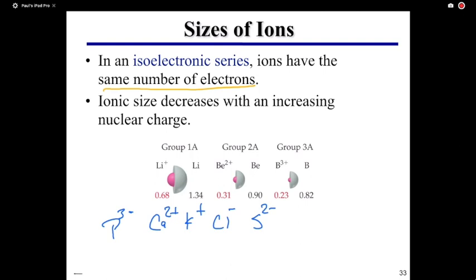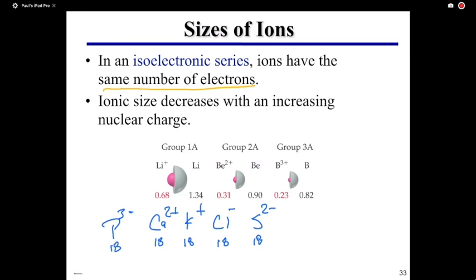Every one of those, if I look at phosphorus, phosphorus has 15, and I add 3, I have 18 electrons. Calcium started as 20. If I take away 2, I have 18 electrons. Potassium started as 19. If I take away 1, I have 18 electrons. Chloride starts with 17. If I have a minus 1, 18 electrons. Sulfur, 16 plus 2 is 18. That is a series of elements that have the same number of electrons. They are isoelectronic. All right.